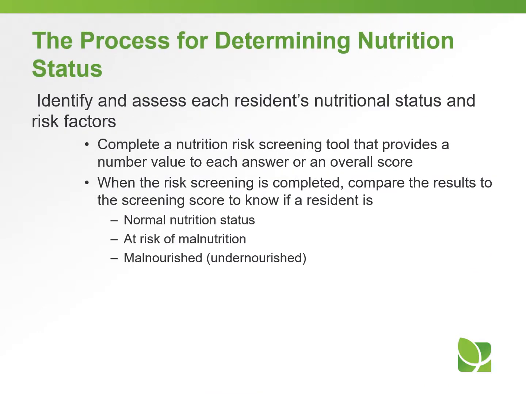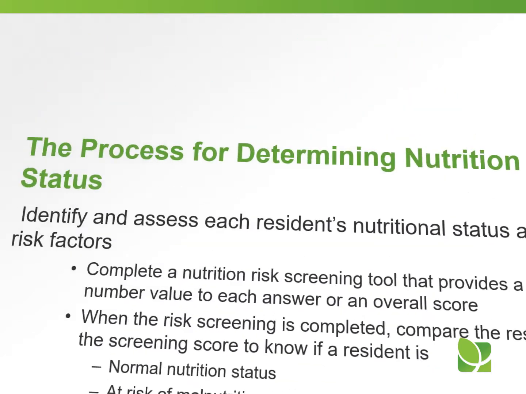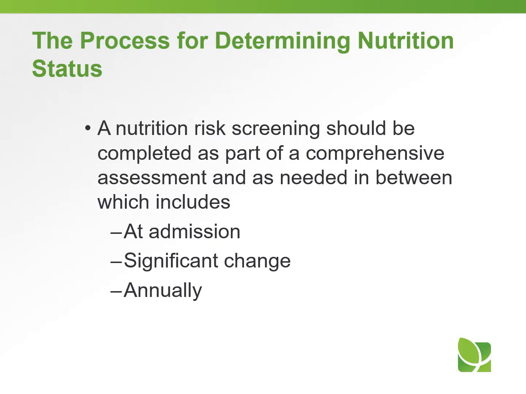The process for determining nutritional status. Identify and assess each resident's nutritional status and risk factors. Complete a nutrition risk screening tool that provides a number value to each answer or an overall score. When the risk screening is completed, compare the results to the screening score to know if a resident is at normal nutrition, at risk of malnutrition, or malnourished or undernourished. Nutrition risk screening should be completed as part of the comprehensive assessment and as needed in between, which includes at admission, significant change, or annually.